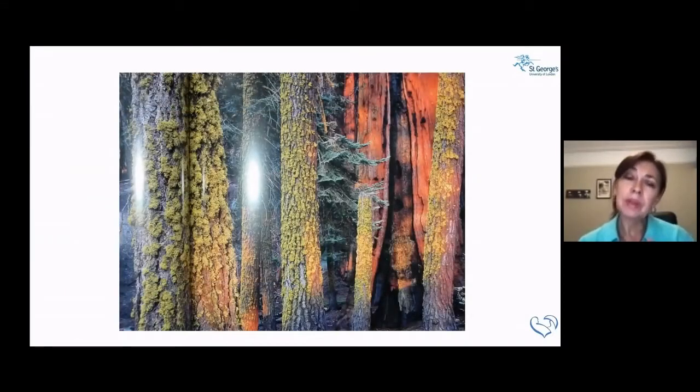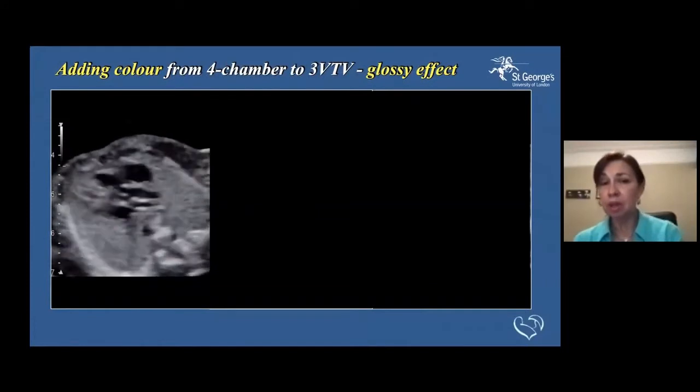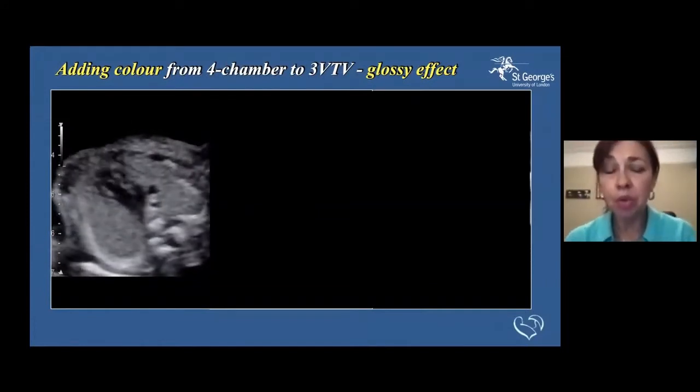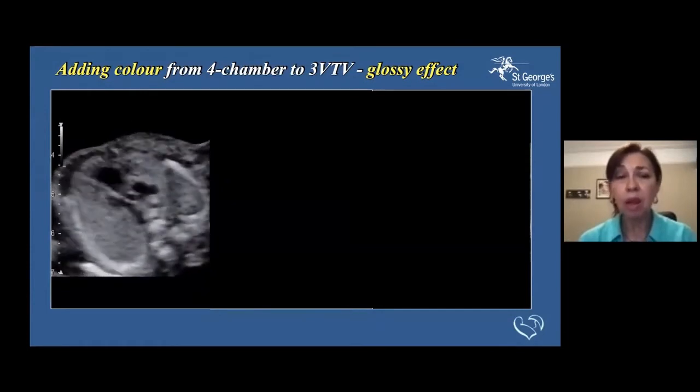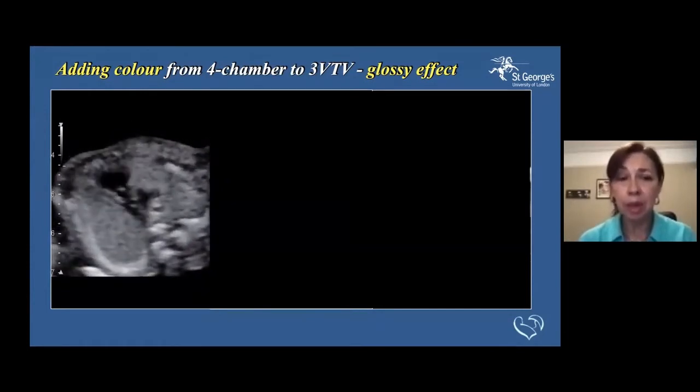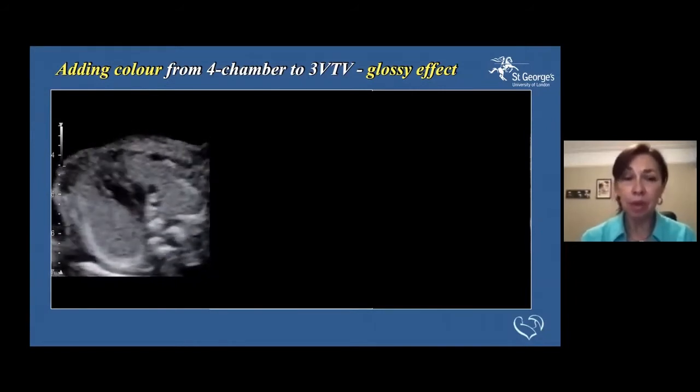So one of the things I'm going to concentrate more on today is adding color, because you can see here how many more details we can see when we get the color just right. It's not part of the cardiac screening protocol, but I'm sure lots of people around the world use color. So I'd like to highlight how important it is and how we can improve the details of the sequential analysis of the heart.